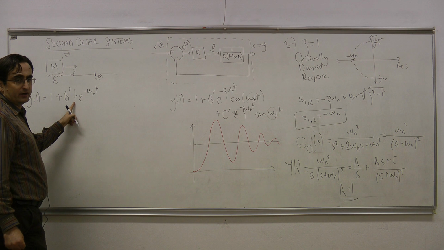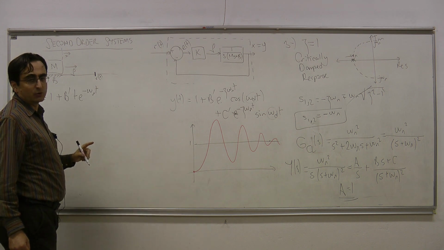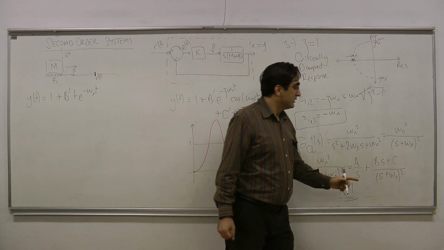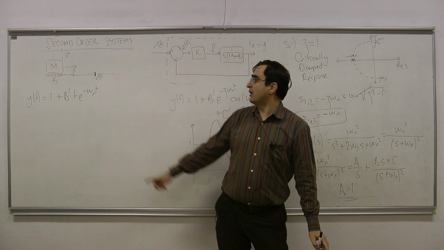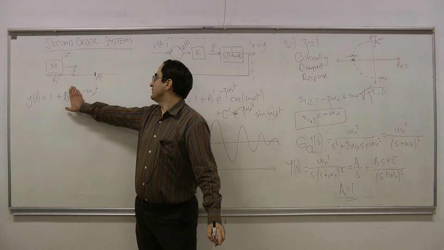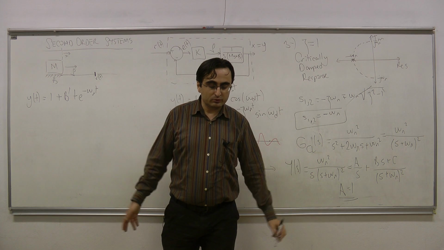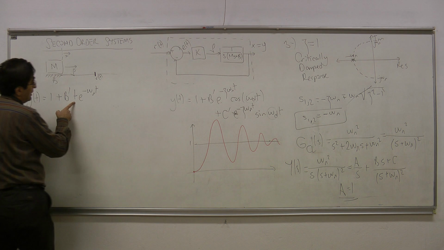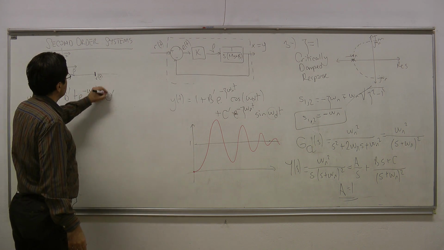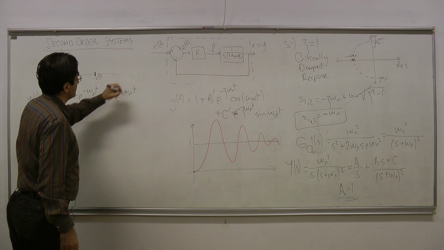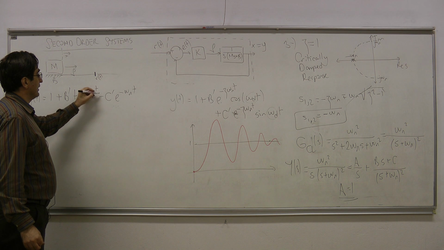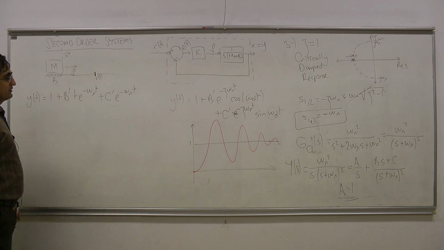Why is there t here? Because we have double poles at the same location, because of this square. If this square wasn't here, then what would happen? In that case, I would have just b prime e to the minus omega n t, and we would be done. But because of this square, there would be also a term t times e to the minus omega n t plus c prime e to the minus omega n t. But whatever we have here, we don't see any sines or cosines anymore. That means that our response is no longer going to be oscillating.